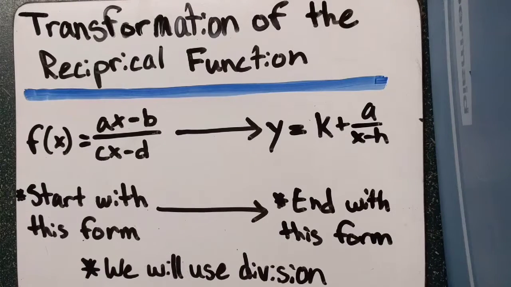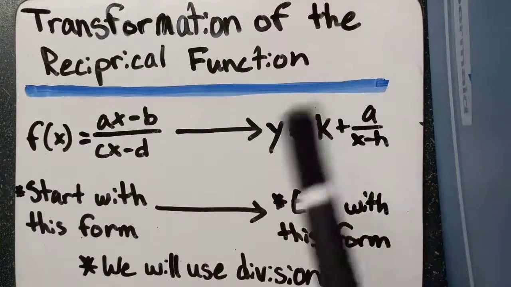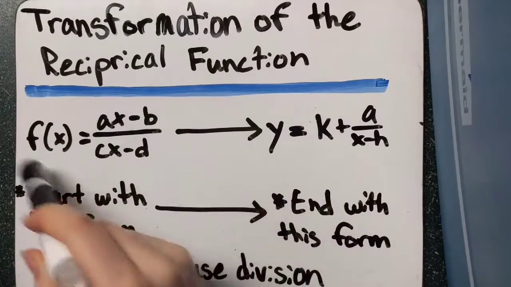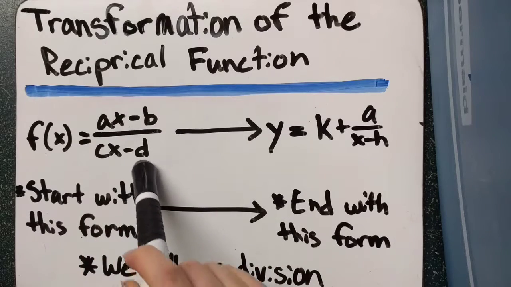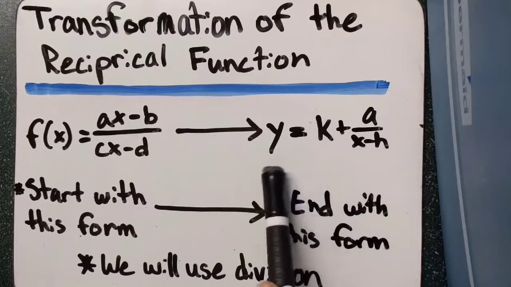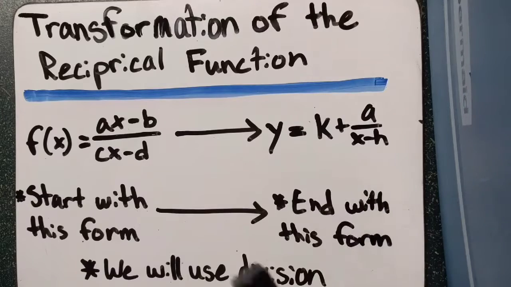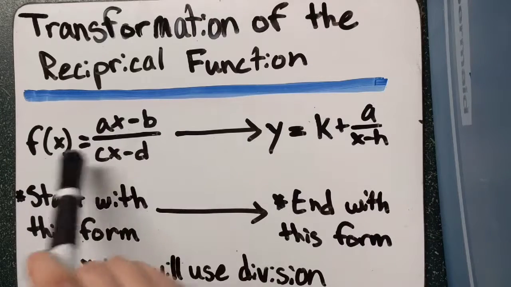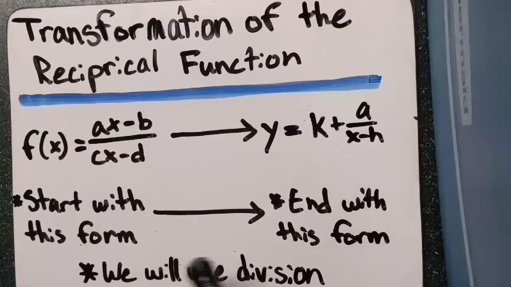So another thing we need to know is how to make a transformation of the reciprocal function. This is the function that we start out with: f of x equals a times x minus b over c times x minus d. Now we want to transform that to get it into the form of y equals k plus a over x minus h. To do that, we're going to start with this form right here, and we're going to end with this form right here. We're going to use division along the way.